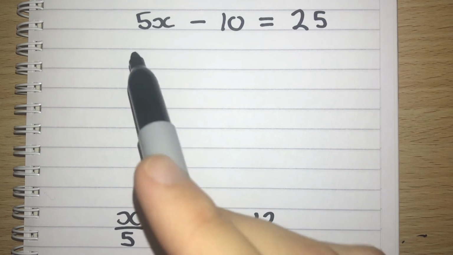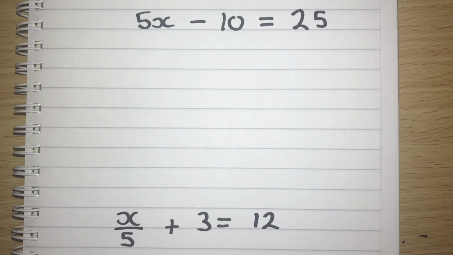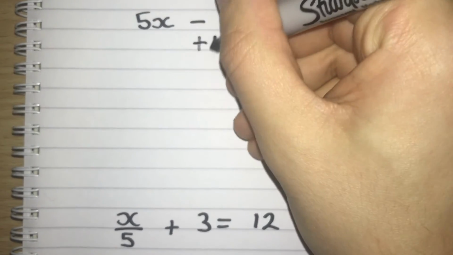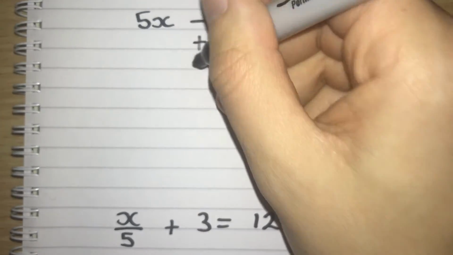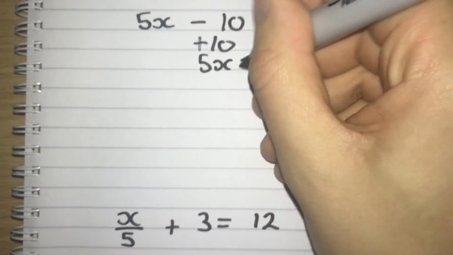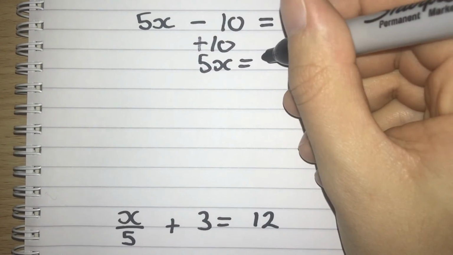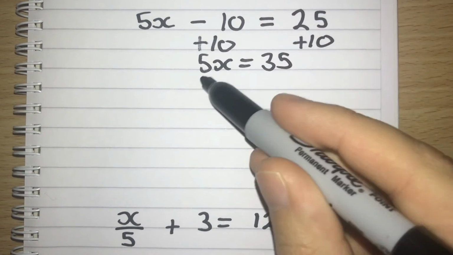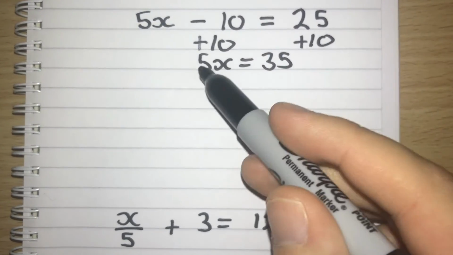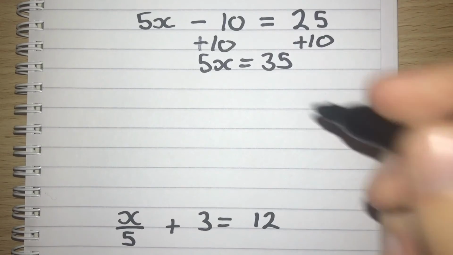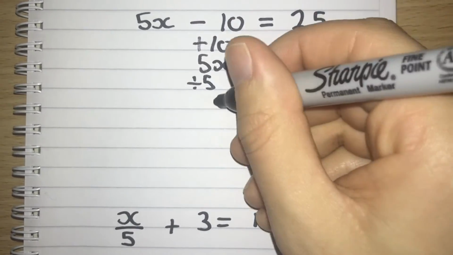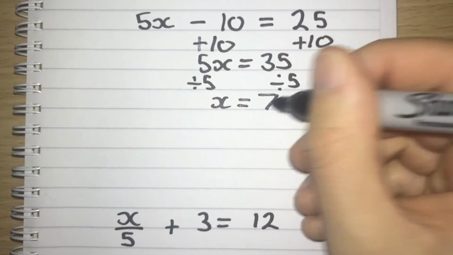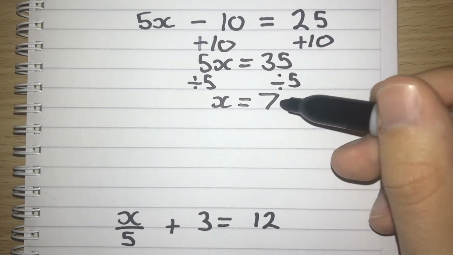So this first one, 5x minus 10 equals 25. Well, we first of all got to get rid of this minus 10, and we do that by doing the opposite of a minus 10, which is adding 10 to both sides. So if we added 10 to the left, we're just left with our 5x. We added 10 to the right. 25 plus 10 gives us 35. Now we have 5x equals 35, or x times by 5 equals 35. To undo that, we need to divide by 5 and undo it on both sides. And x is going to be equal to 7. So 35 divided by 5 gives us 7.